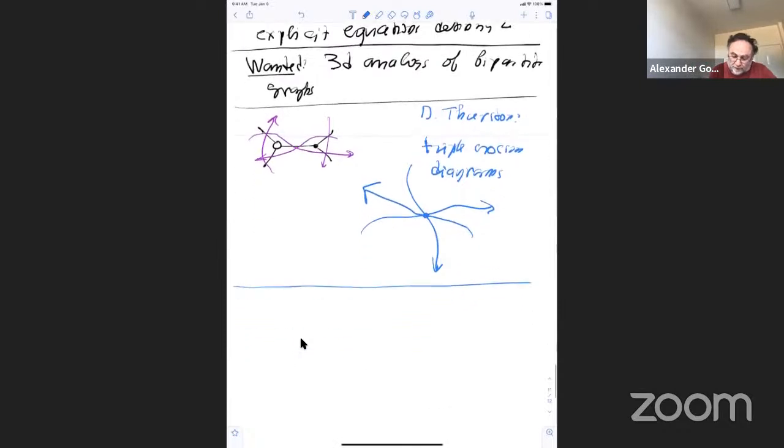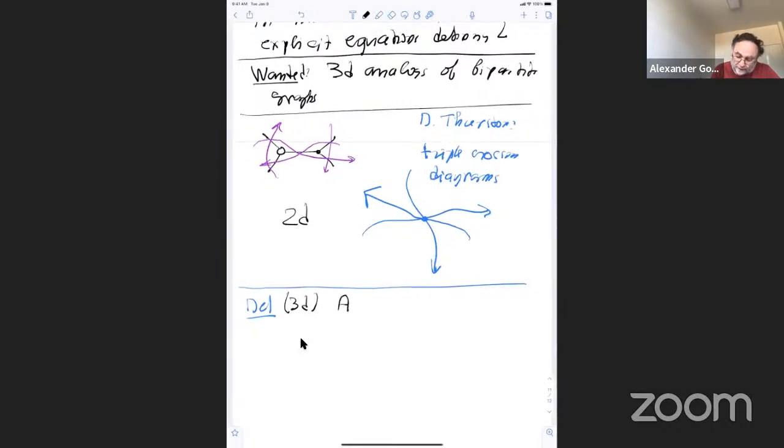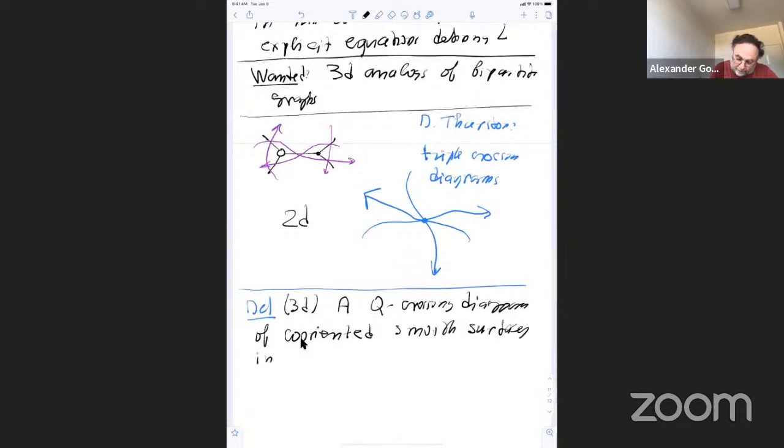Now we want to generalize this, so we can define a 3D analogue. So this was in 2D. In 3D, you can actually generalize this to any D, but in 3D, we're talking about a quadruple crossing diagram. For simplicity, let's say a crossing diagram of co-oriented smooth surfaces in a 3D manifold M.